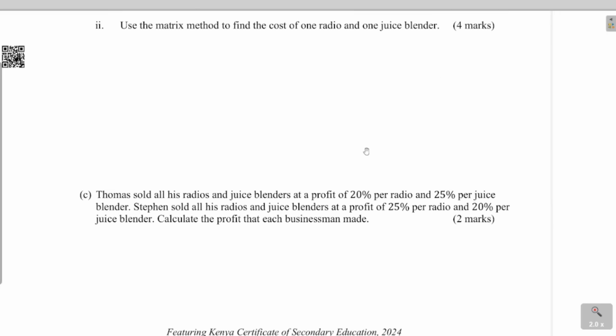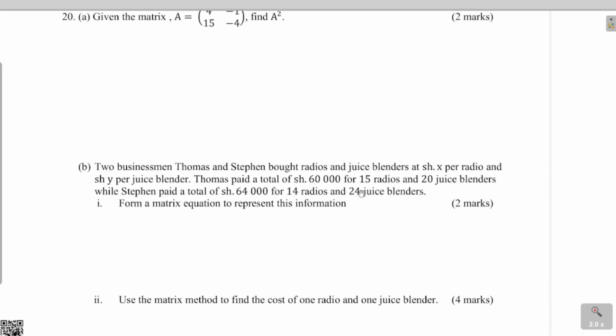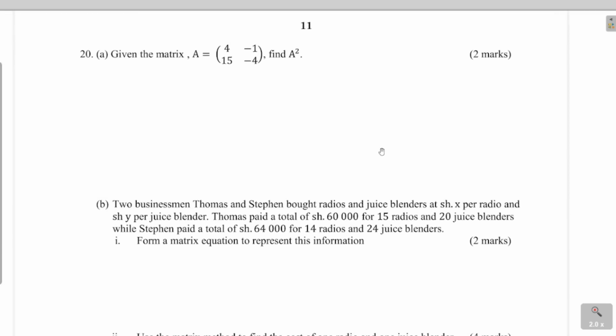And then part C. Thomas sold all his radios and juice blenders at a profit of 20% per radio and 25% per juice blender. Stephen sold all his radios and juice blenders at a profit of 25% per radio and 20% per juice blender. Calculate the profit that each businessman made. So those are the questions. Let's go to the first part.